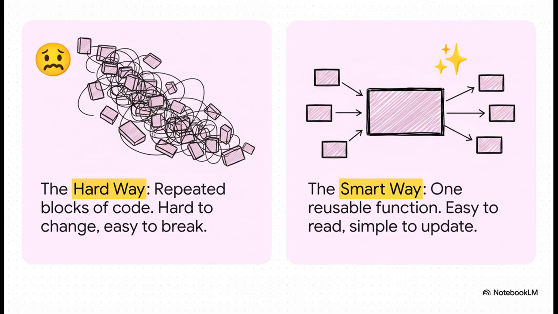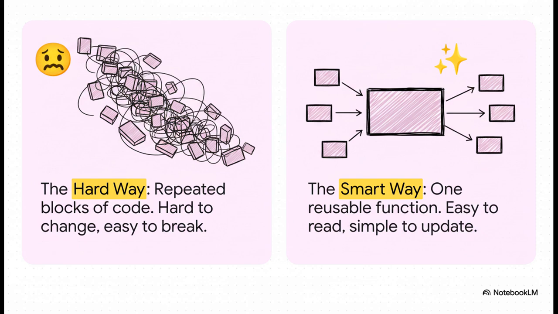On the left, that's what I call the hard way. You've got the same chunk of code for calculating BMI copied and pasted over and over again. Now imagine you need to make one tiny change to that formula. You'd have to hunt down every single copy and fix it. I mean, it is a total nightmare waiting to happen.